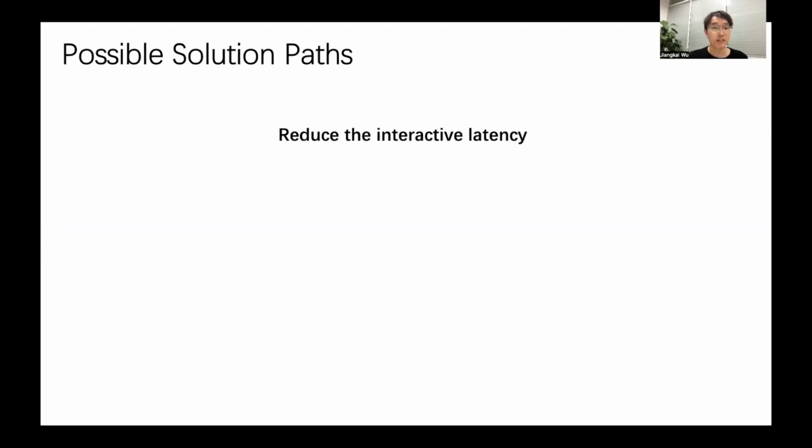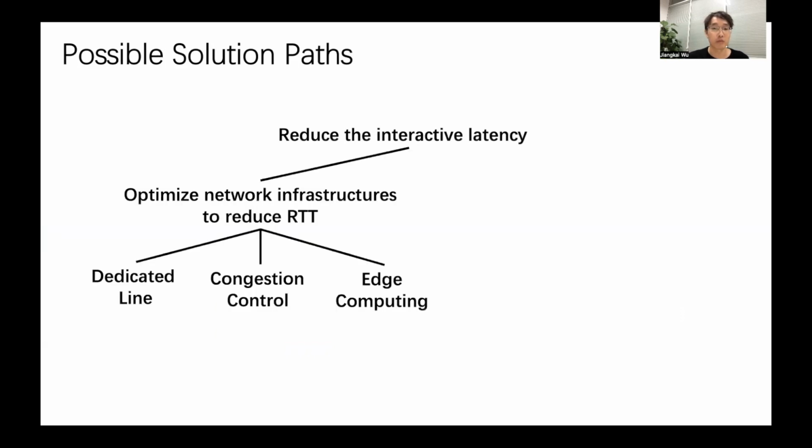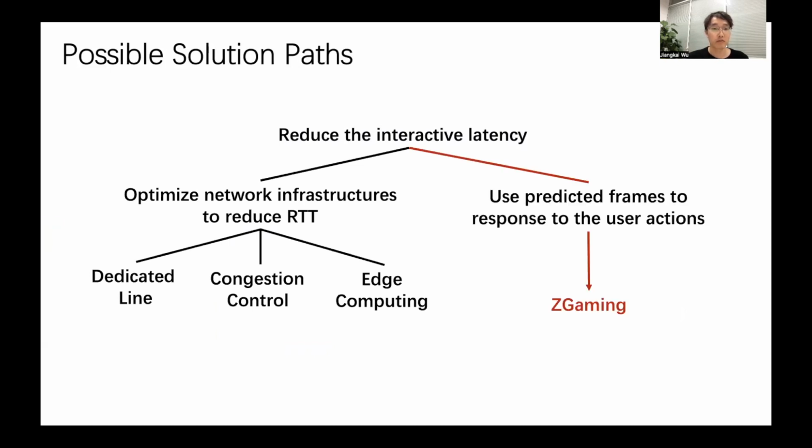To reduce the interactive latency, we can optimize the network to reduce RTT. But ZGaming follows another approach. Instead of waiting for receiving the real frame, ZGaming responds to user action with predicted frames. In this way, users can be responded immediately and don't experience any interactive latency, which means zero latency.